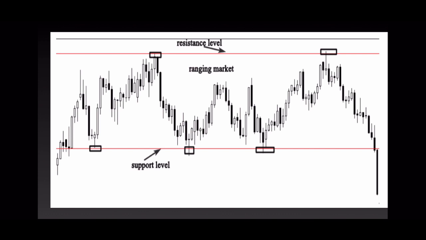If you can't differentiate between the ranging market and the trending markets, you will not know how to use these price action strategies. So the first way to trade these markets is by waiting for price to approach the support or resistance levels, and then you can buy at key support levels and sell at the key resistance levels.